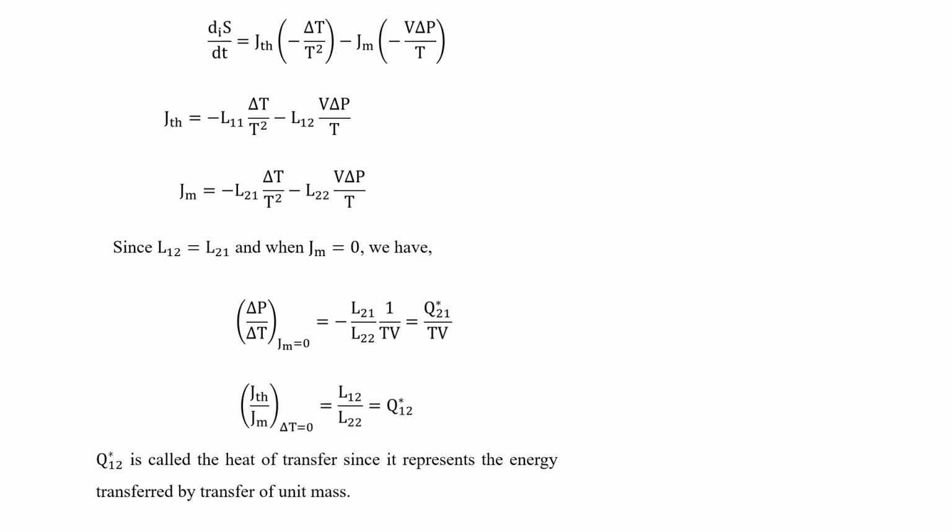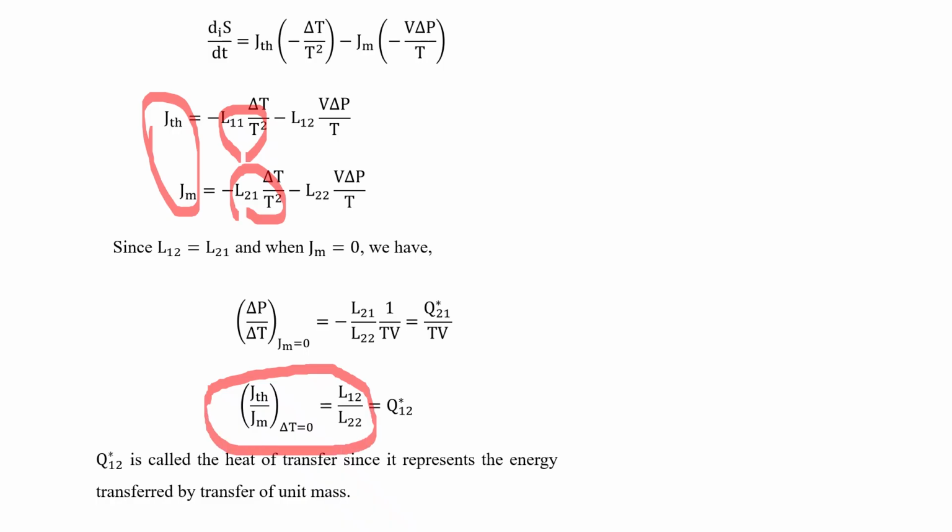In the same way, when del T is considered as 0, obviously these two equations will become 0. Now when you take the ratio of J thermal by J mechanical, you will get this value L12 by L22. So this can be written as Q star 12. So this Q star 12 represents the heat transfer. So here Q star 12 will be heat transfer from the vessel 1 to 2.